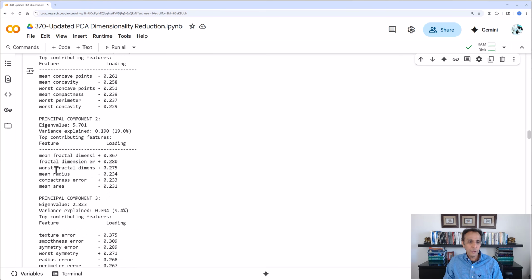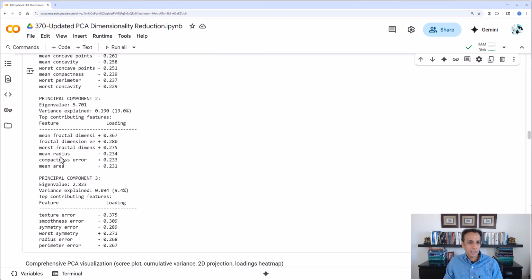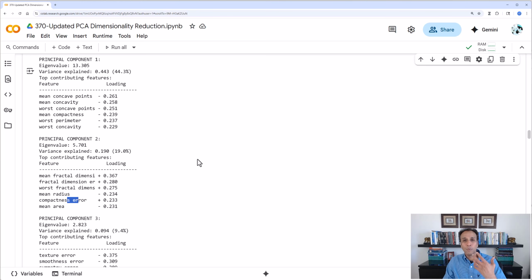And component two includes fractional dimension, whatever the mean fractional dimension. I can't read the rest of it. Mean radius is part of it, compactness, error, and mean area. So you get the point. So this is a way of seeing what components are contributing by how much to each of these.